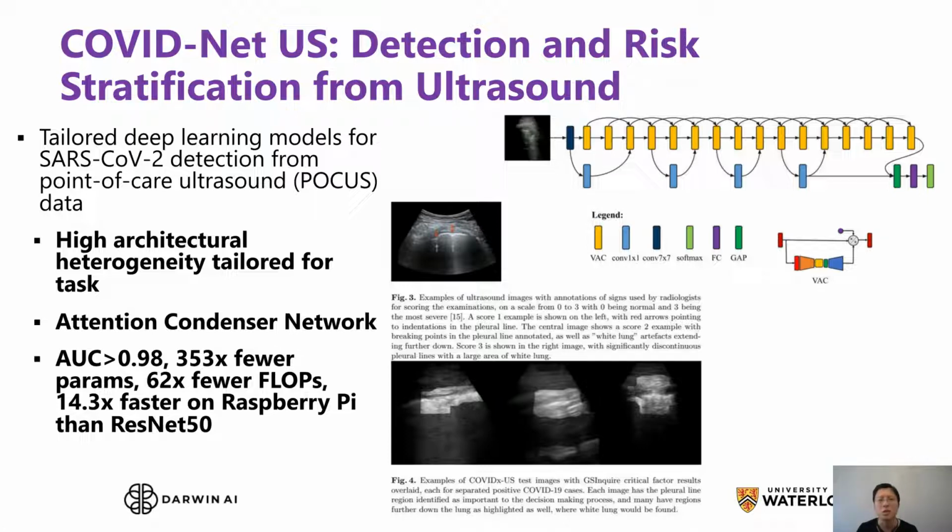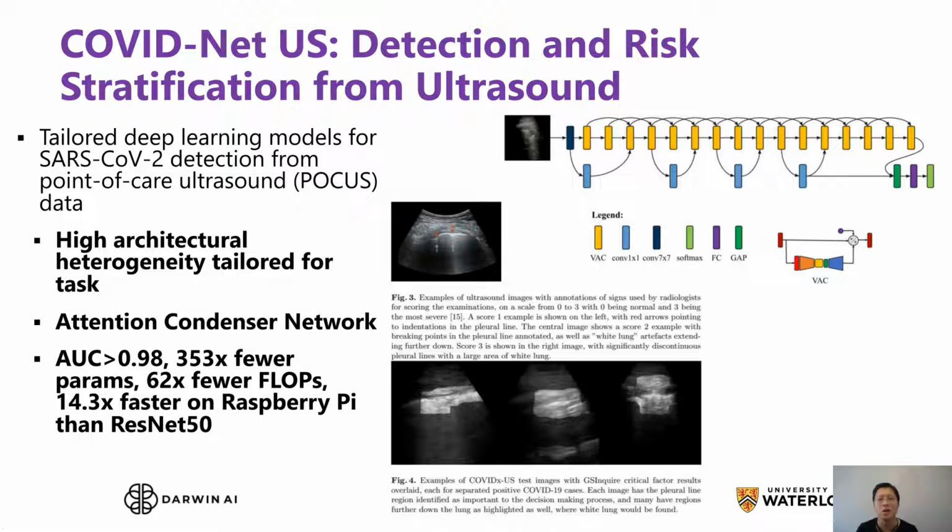And not only that, based on this data source, we then created COVIDNet US, which is a tailored deep neural network for SARS-CoV-2 detection based on point-of-care ultrasound data. And so once again, by using this human-machine collaborative approach, we're able to create models with high architectural heterogeneity, tailored for this specific task, which allowed us to introduce an attention condenser network, which allows us to really pay specific attention to what's important in a very efficient way.